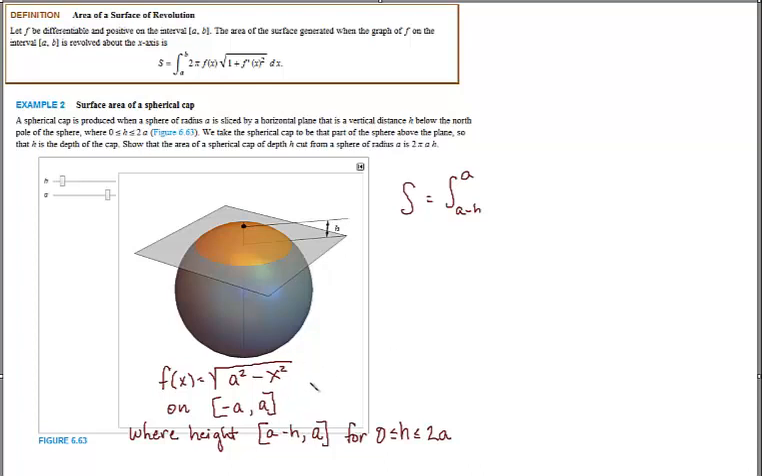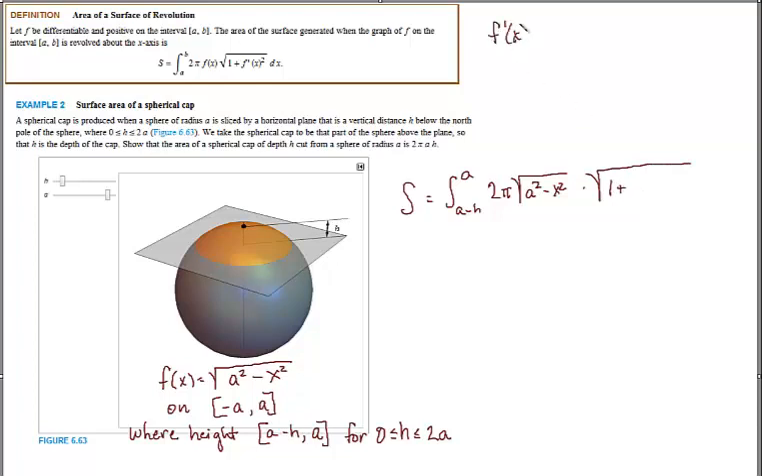Our function is just the arc of that sphere, and then it's rotated, so we can just use our regular circle formula. I will need to know what f prime is in order to plug that into my surface area formula, so let's just get it started. 2 pi, and then it's going to be the square root of a squared minus x squared, multiplied by 1 plus, and then I'm going to have to find that f prime of x.